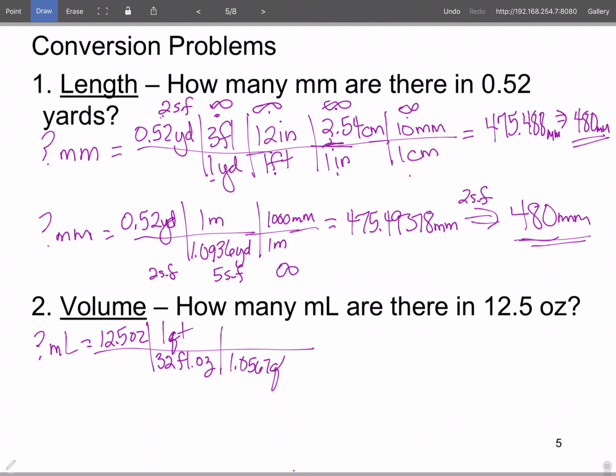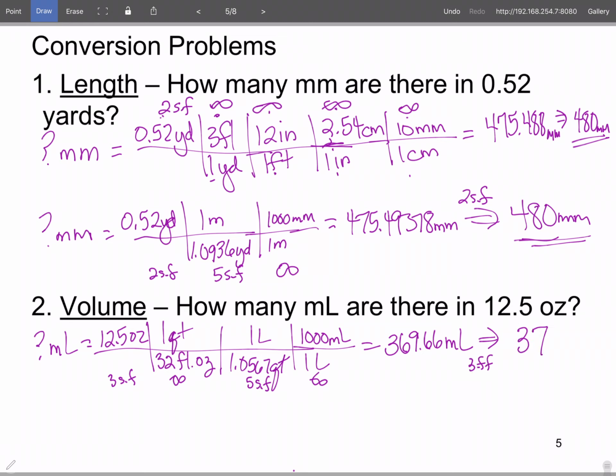There are 1.0567 quarts in 1 liter. 1 liter is 1,000 milliliters. Again, everything on top is multiplied, everything on the bottom is divided, so you end up with 369.66 milliliters. If we look at it, we have three significant figures. Here we have infinitely many. Here we have 5 significant figures. Metric, so infinitely many. So we were going to report it in 3 significant figures. So it comes out to be 370.